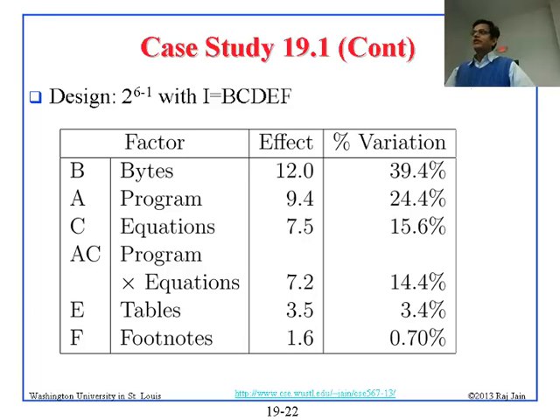Right? Now AC is confounded with something which we can figure out. AC is confounded with what? Multiply both sides by AC, what do you get? A, B, D, E, F. Now we can assume that is very small, so most of it is AC. It is 14%.